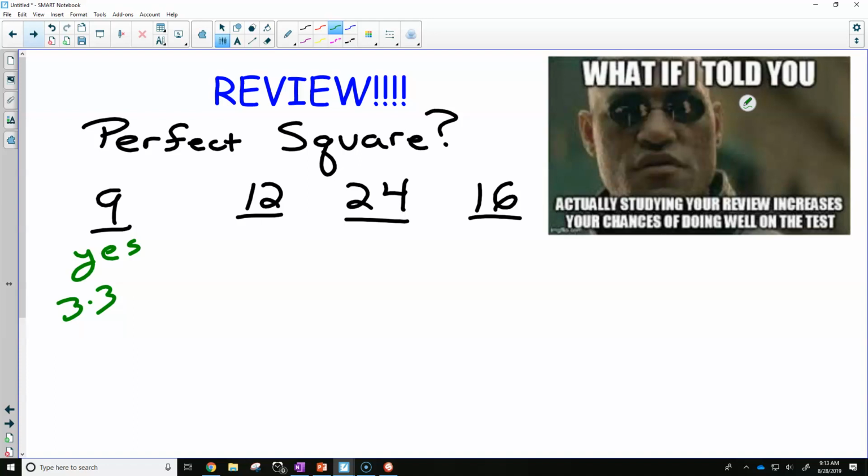So is 12 a perfect square? No. I don't believe you. Can you prove it to me? You can't multiply any numbers by itself to get 12. I don't believe you. Can you prove that to me? You just made another statement. You cannot multiply any numbers by itself to give you 12. I don't believe you. I think you can. Can you prove me wrong? I don't know. Tough question.